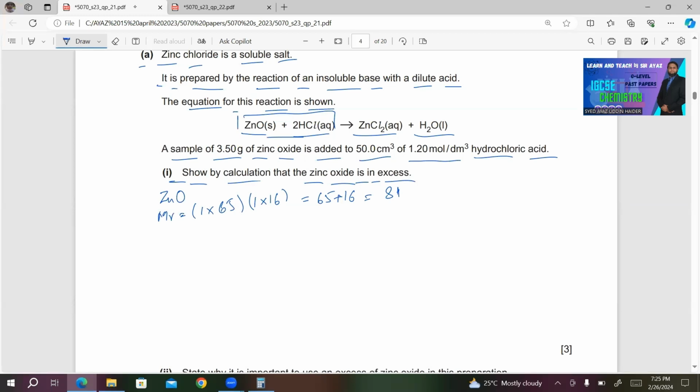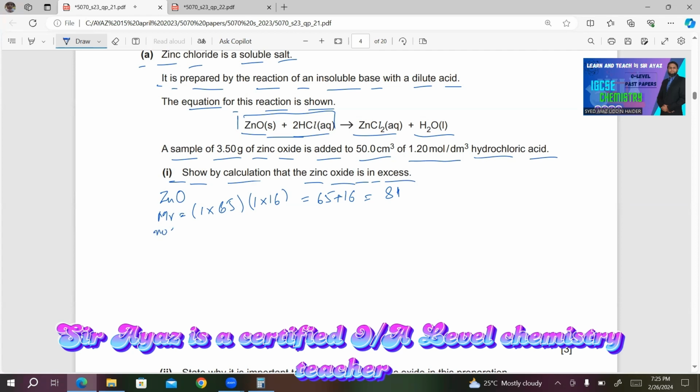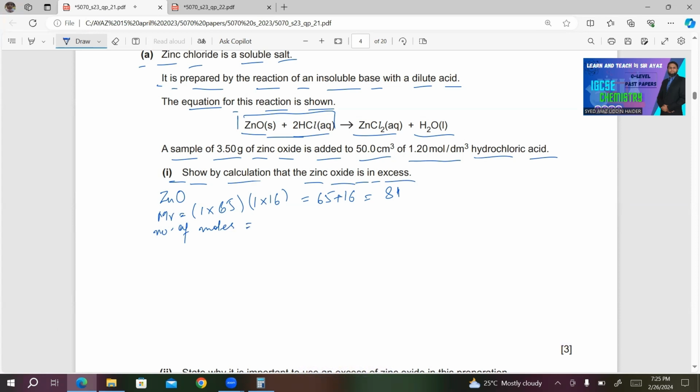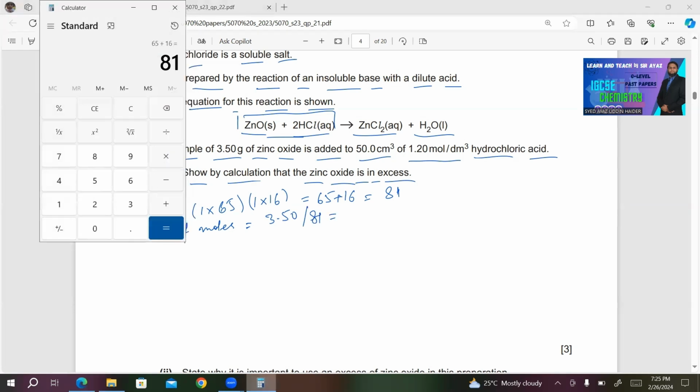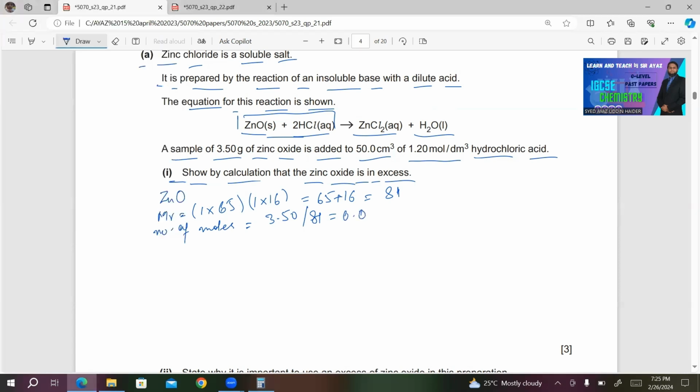Now, in order to calculate the number of moles, you know the formula: number of moles is equal to mass, which is 3.50, divided by MR, which is 81 here. So 3.5 divided by 81 gives 0.043 moles.